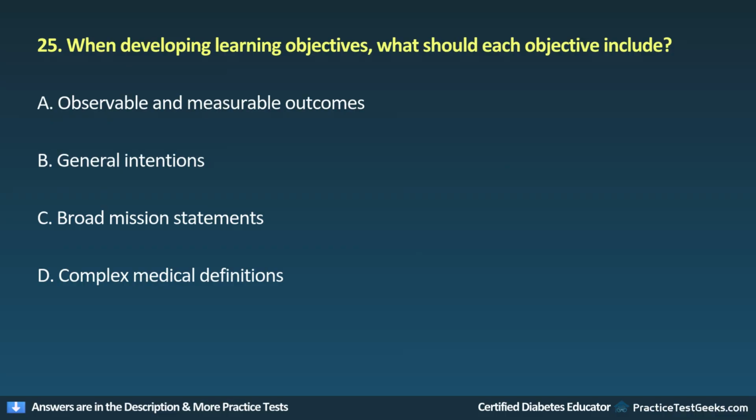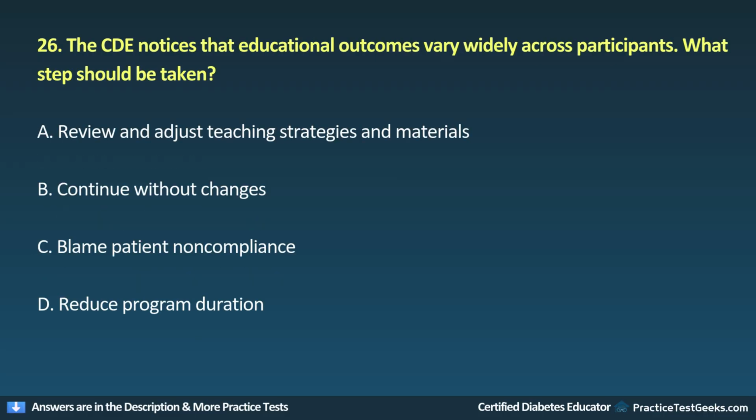A. Observable and measurable outcomes. B. General intentions. C. Broad mission statements. D. Complex medical definitions. 26. The CDE notices that educational outcomes vary widely across participants. What steps should be taken?